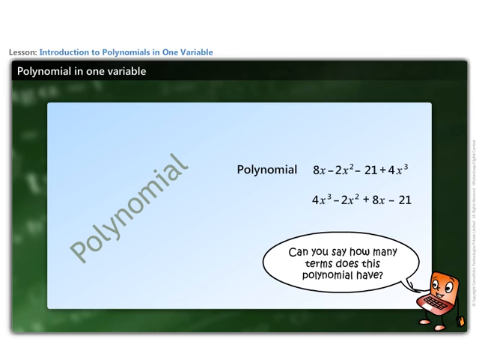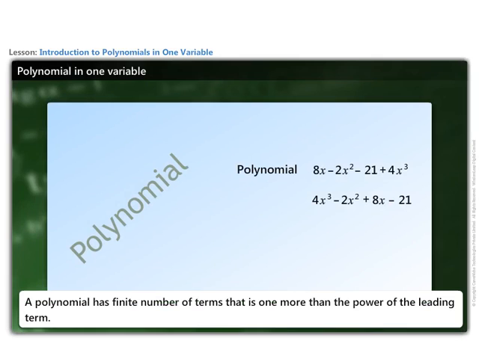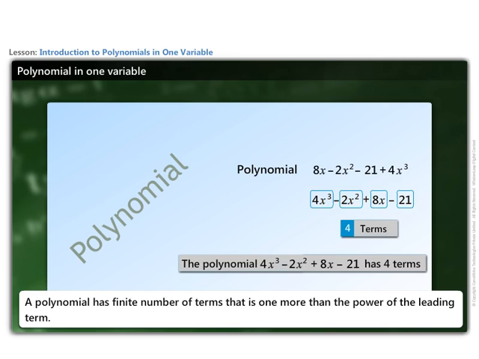Can you say how many terms this polynomial has? Yes, a polynomial has a finite number of terms, that is, one more than the power of the leading term. So, the polynomial 4x cube minus 2x square plus 8x minus 21 has 4 terms.